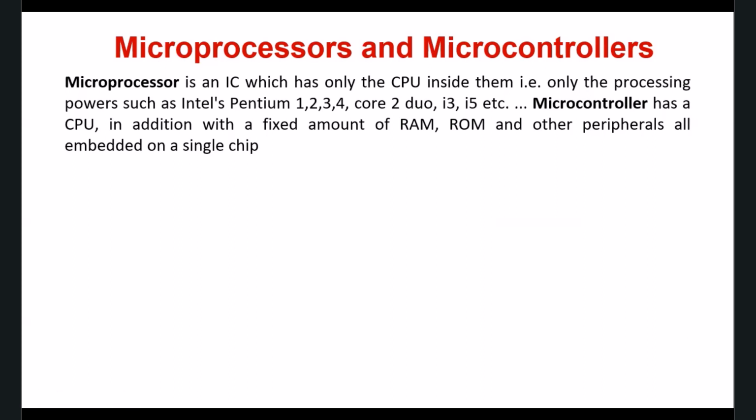Microprocessor is an IC, integrated circuit, which has only the CPU inside it, the central processing unit inside it. Because of that central processing unit, you can give some instruction to the microprocessor, and that instruction will be executed by the microprocessor and you will get the output. There are different companies making microprocessors. A few of them are Motorola, and you might know this one, Intel. And different types of processors are developed.